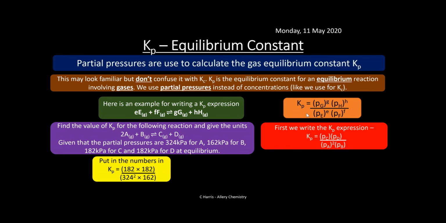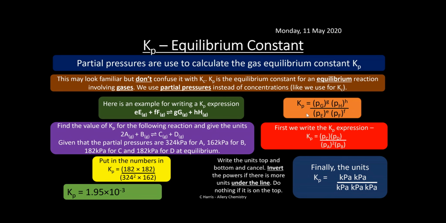So we just put 182 times 182 divided by 324 squared times 162. The reason why it's squared is because A has got a 2 in front of it, as you can see in the original equation. So we get our Kp value of 1.95 times 10 to the minus 3. Put all that in the calculator and you'll be able to see it there. And then obviously we need to work out our units as well. This is where it is a little bit different because we're going to have to use kilopascals instead, because that's the units we're using.